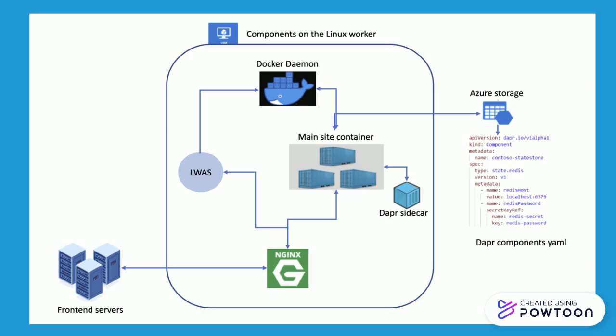This is the internal architecture of a Linux app service VM. Dapper will load as a sidecar container to the main site. It can read the components from the YAML file in Azure Storage associated with each site.